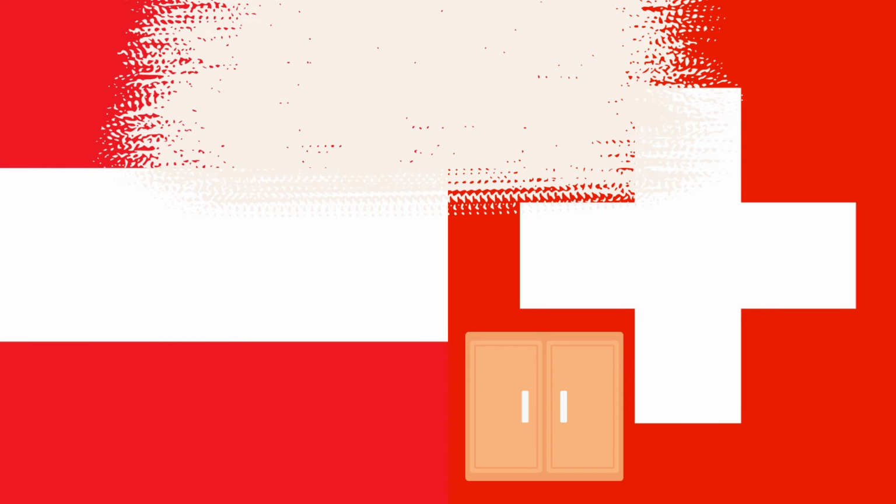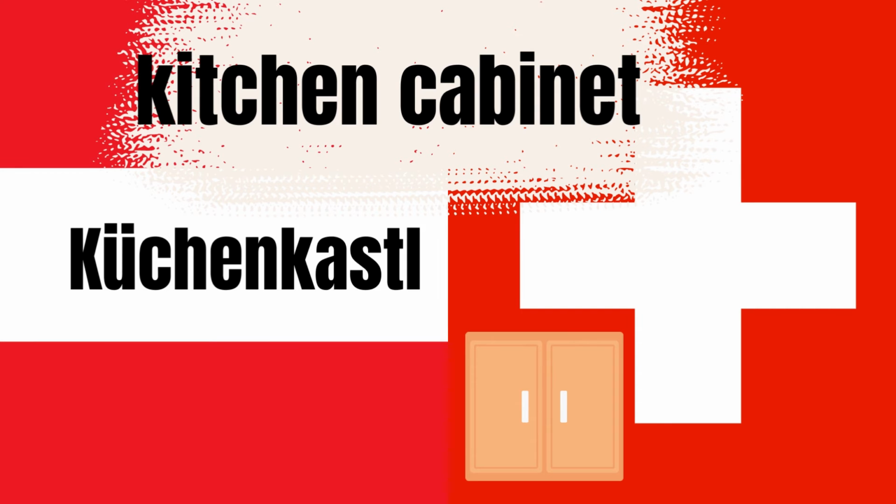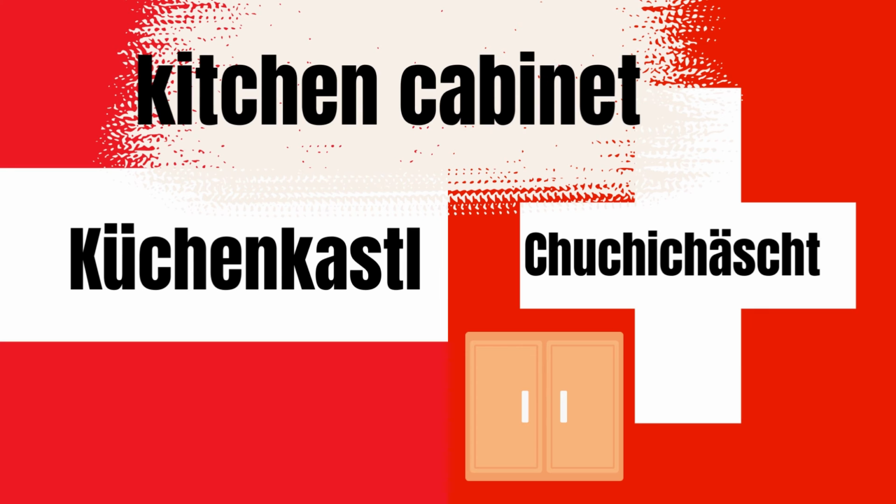For breakfast, you may need a kitchen cabinet. In Austria, this is called Küchenkastel or Kuchikastel. In Switzerland, Kuchikästli means kitchen cabinet. By the way, there is one Austrian state, namely Vorarlberg, whose dialect is closer to Swiss German than to Austrian German. If you're interested in it, please check out the video about it.